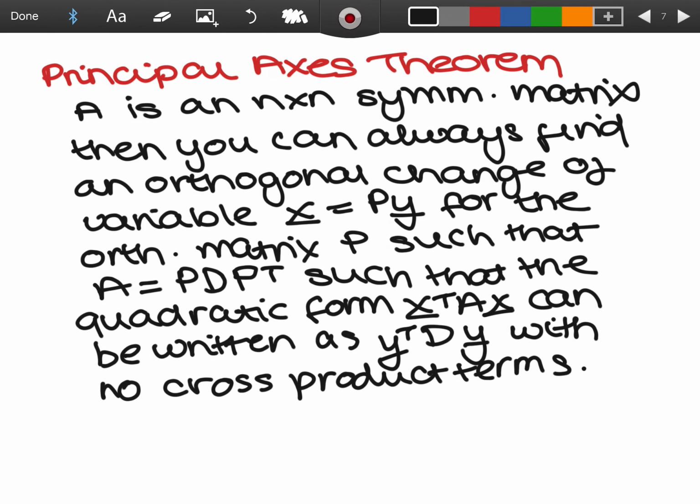And then Y, because X is equal to P times Y. Okay, Y would be the coordinate vector of X with respect to the basis that is made up of the columns of P. So if you took the columns of P as a basis for Rn, then Y would be the coordinate vector of X with respect to that particular basis. Okay, as we've always looked at before with coordinate vectors. Y is just made up of the coordinates of X with respect to that basis that is made up of the columns of P.